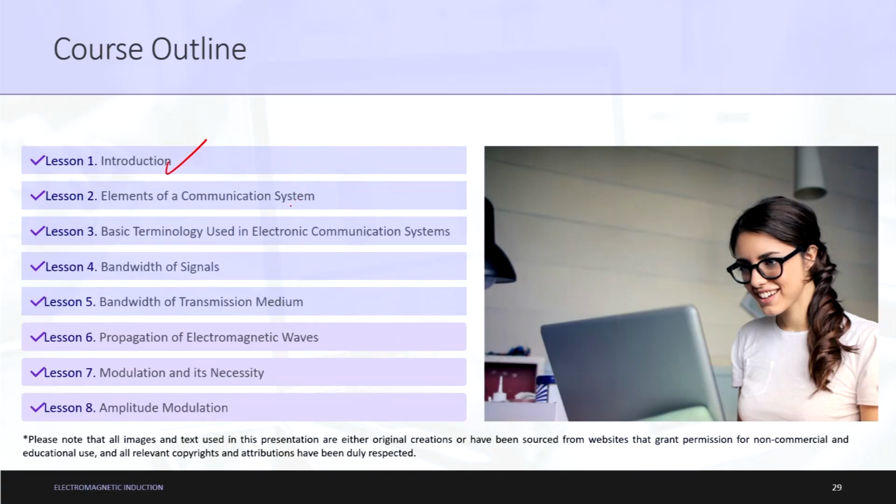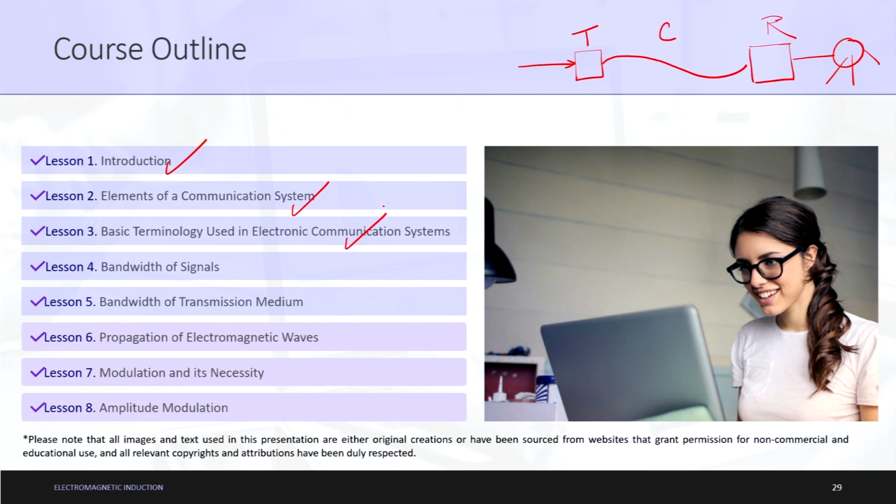Then next is lesson number 2, which was elements of communication system. In this we studied three major elements of a communication system: the transmitter, the channel, and the receiver. The transmitter is the main part into which the source of information gets transmitted. If there is a non-electric signal, it gets converted into an electrical signal using a transducer. Then through a channel, either wired or wireless, the passage of information happens, and finally the receiver retrieves the information and converts it again to a usable form. For example, if it is an electrical signal, it converts into a non-electric signal like a voice signal, and then it can be used for your various purposes.